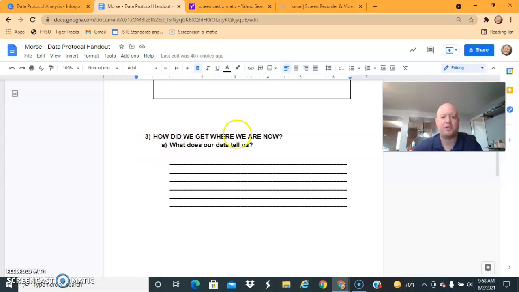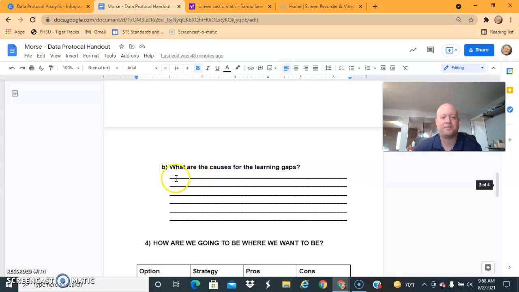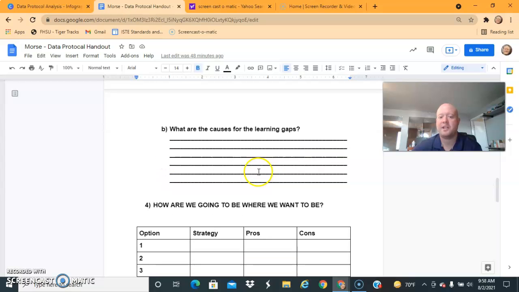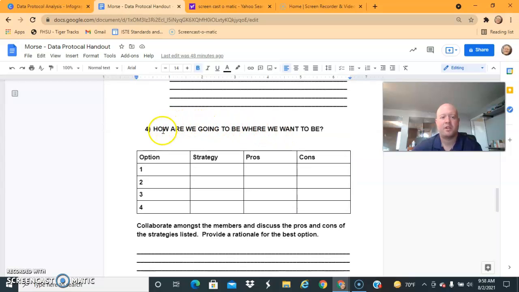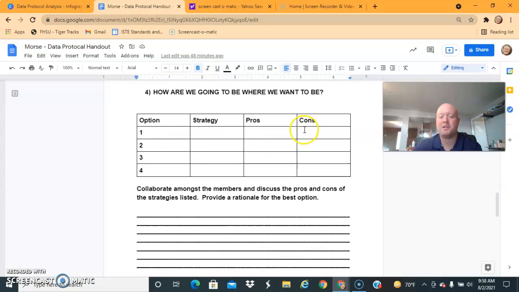Okay, how do we get to where we are now? What does our data tell us? What are the causes for the learning gaps? How are we going to be where we want to be?